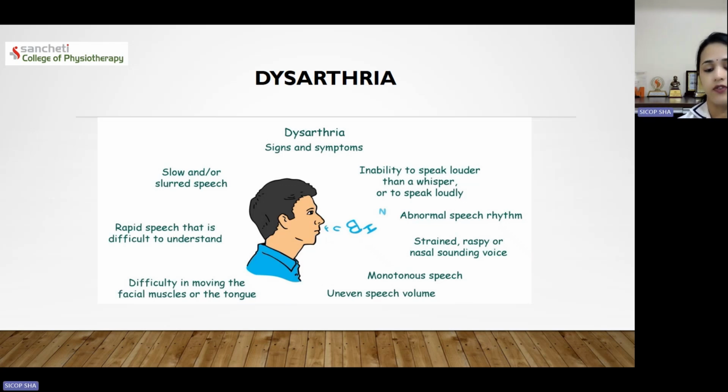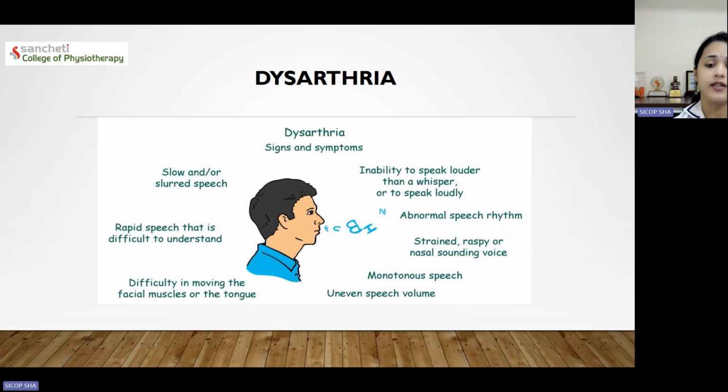Now, what all things are affected in them? So they are not able to speak louder, inability to speak louder. Okay, then abnormal speech rhythm is there. The voice is nasal sounding and there is a monotonous speech. Okay, so there's no voice modulation. Then even speech volume, sometimes it is low, sometimes it is high. It can be slow or slurred that you cannot understand. Then sometimes the speech is also rapid.